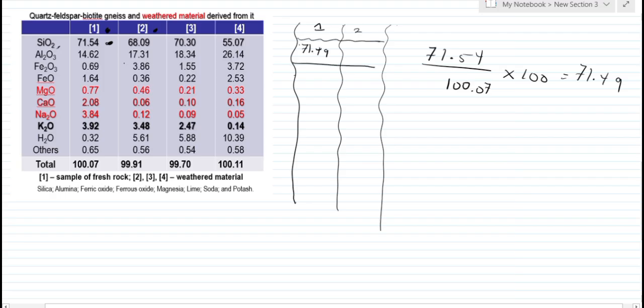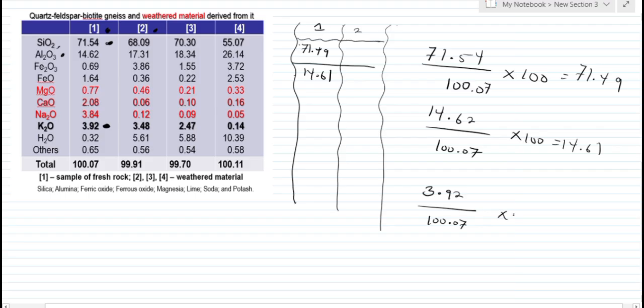Then let's do it for aluminum as well. We have 14.62 over 100.07, multiplied by 100, and that gives 14.61. This is how the calculation goes. Let's try K2O. With that one, you have 3.92 over 100.07, times 100, and that gives 3.91. We have 3.91 for the K2O.